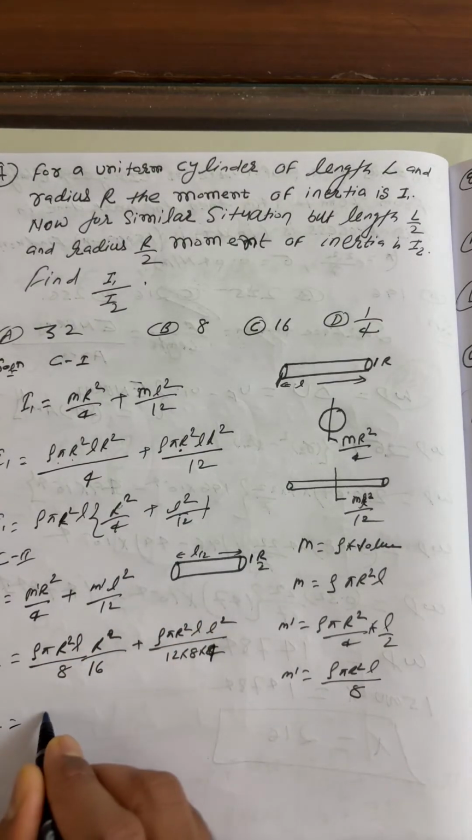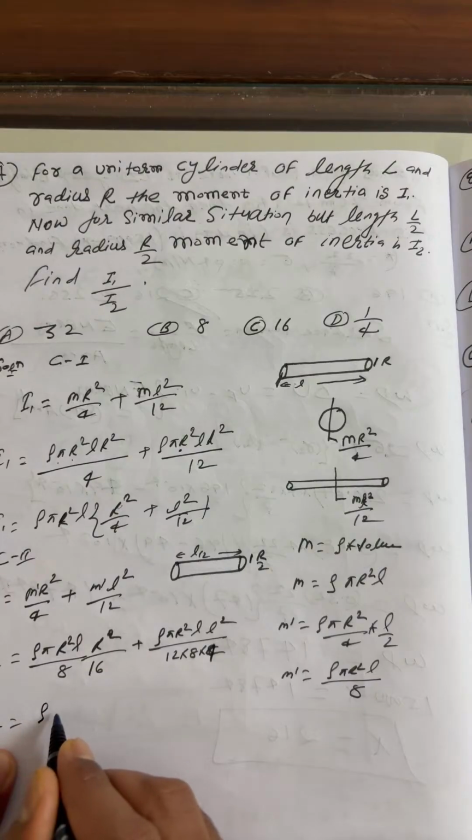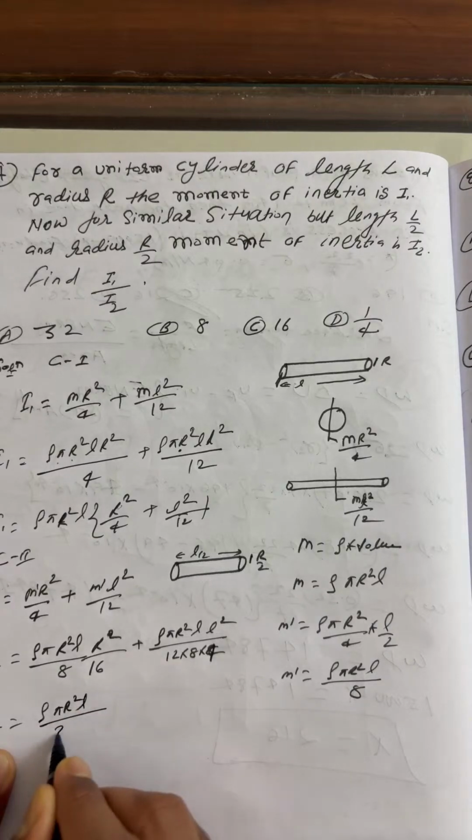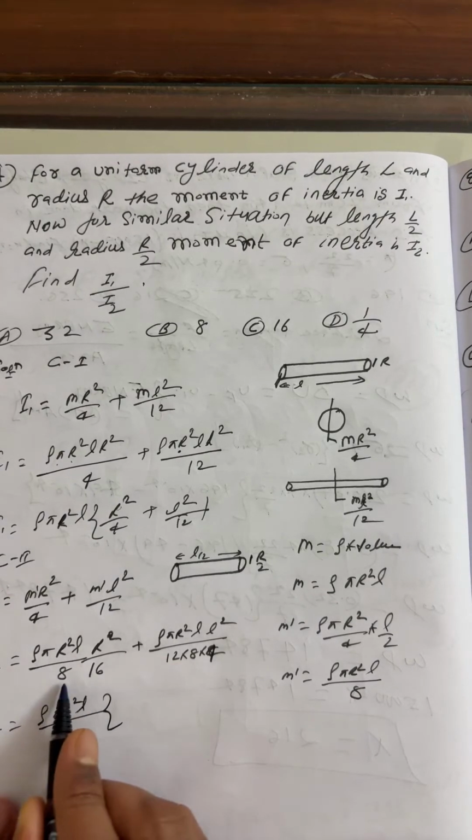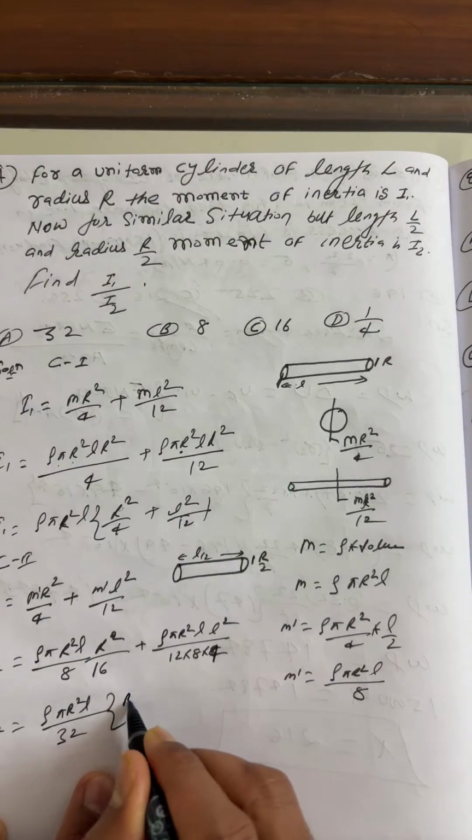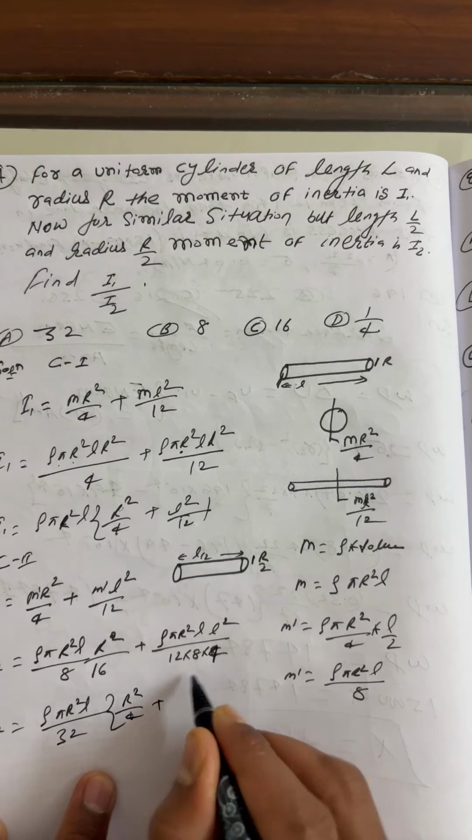Now, beta, again you can take common rho pi r square L upon 32. Here you will get only r square by 4, and here, what will you get?